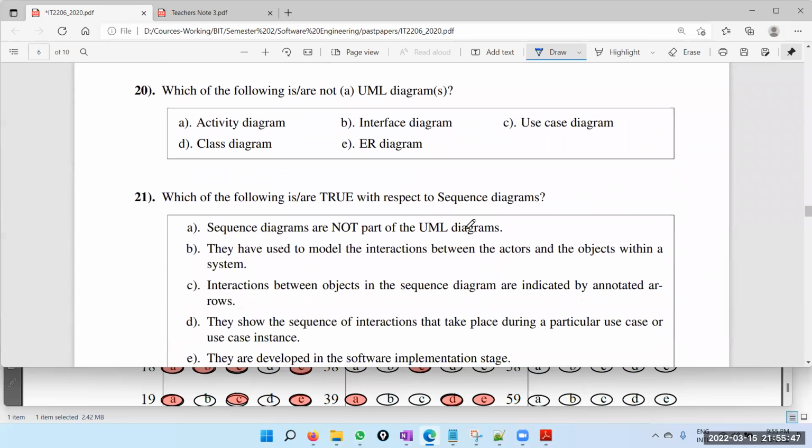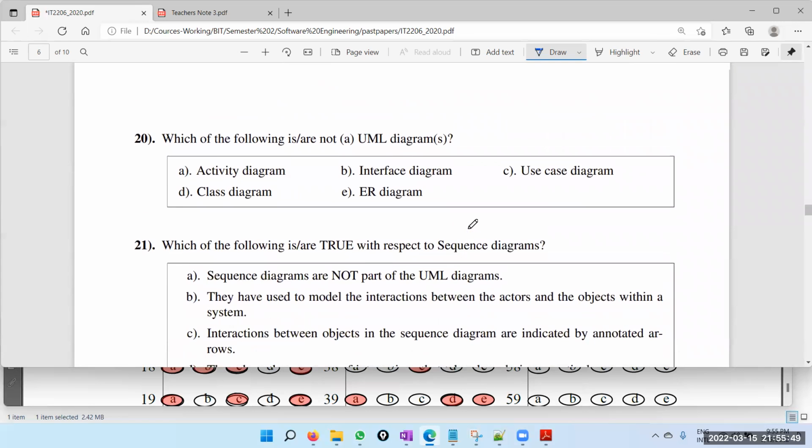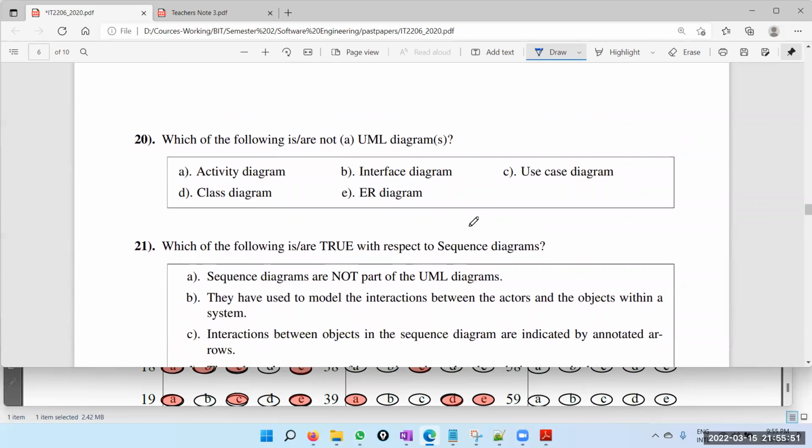Question 20. Which of the following are not UML diagrams? Right? I told you that I will be sharing with you the object-oriented SAD, not the entire thing, maybe just the overview chapter, right? So at the end of the session, I will be sharing it to both the WhatsApp groups, okay? Which of the following are not UML diagrams, right?